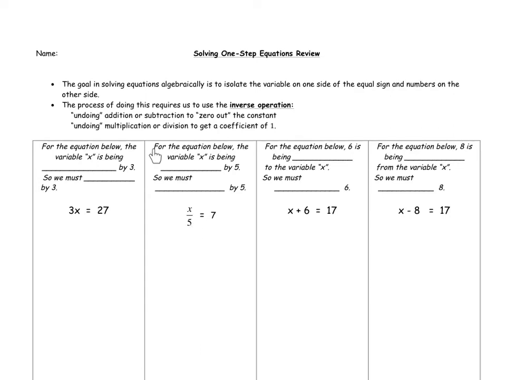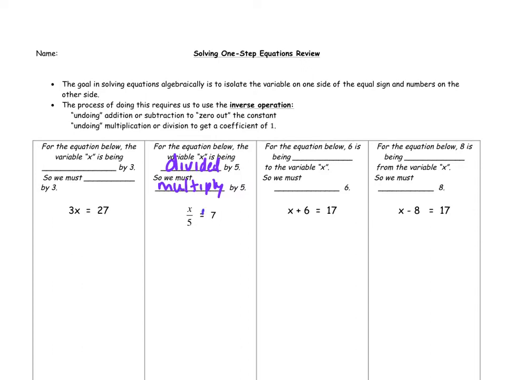So let's read what it says. For the equation below, the variable x is being blank by 5. What's happening? X is being divided by 5. So let's write that. So we must do what by 5? What do you think? If you said multiply, you're correct. So we must multiply by 5 in order for us to isolate the variable.